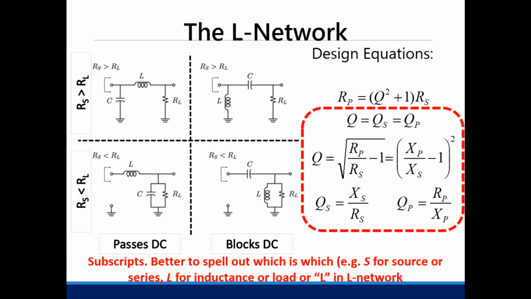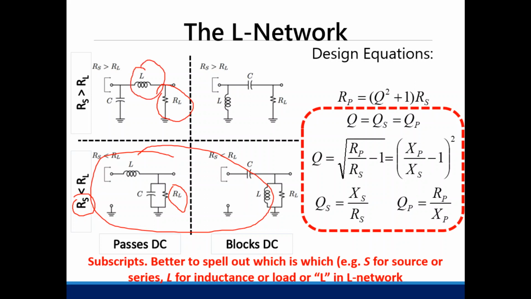If your source resistance is less than the load resistance, you need to decrease the load resistance to match it to R sub S. That's what is happening here. If your R sub S is greater than your R sub L, then you need to increase R sub L by connecting it with a series reactance first, before using a shunt impedance to cancel the effect of the reactance. That's how you determine what type of network you will use.